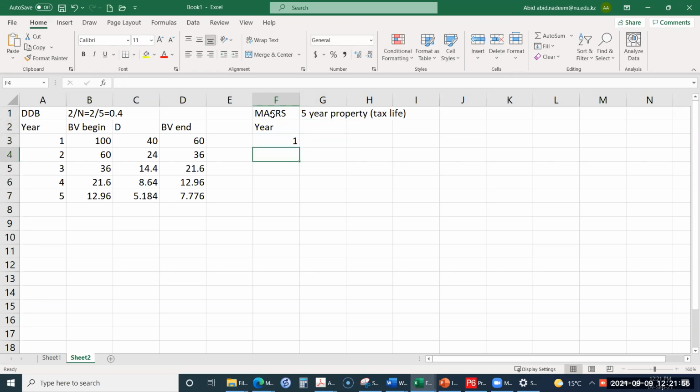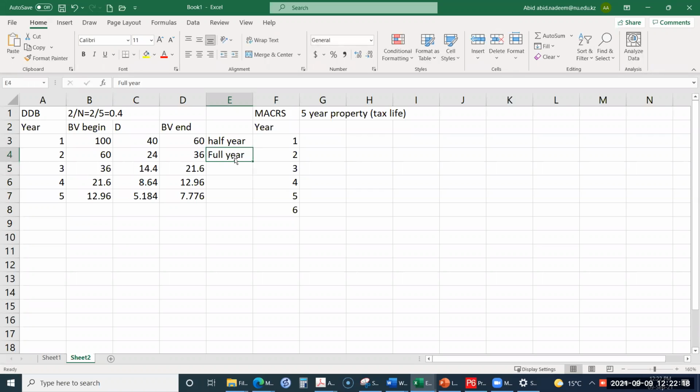The first year is the half year, the second year is a full year, the third year is a full year, the fourth year is a full year, the fifth year is a full year, and the sixth year is the half year. Okay, so this is the half year, and then this is the full year.